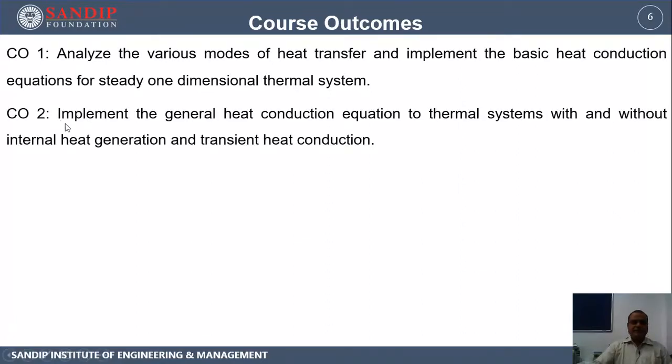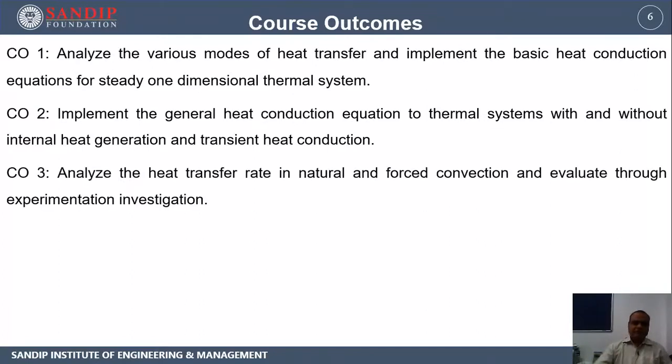Then the second outcome is to implement a general heat conduction equation. As I told you in the objectives, we need to derive the expression for the generalized equation, and then we need to reduce it for the different types of simplified assumptions. So we need to first implement this general heat conduction equation, and we need to use it for the different types of thermal systems with and without internal heat generation, and for transient conduction also.